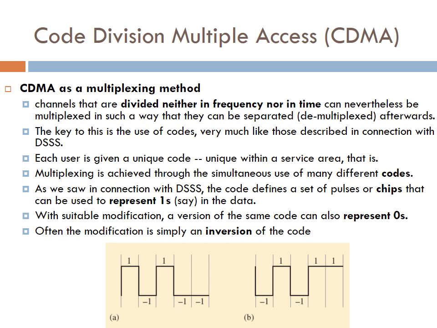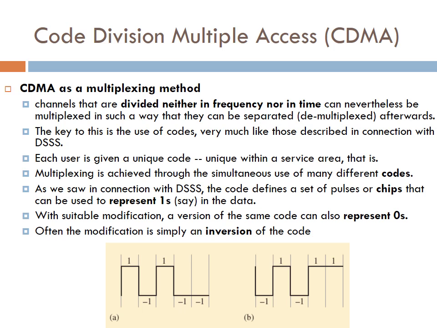CDMA as a multiplexing technique. Channels that are divided neither in frequency nor in time can nevertheless be multiplexed in such a way that they can be separated afterwards, or demultiplexed. The key to this is the use of codes, very much like those described in connection with the SSS. Each user is given a unique code, unique within a service area. Multiplexing is achieved through the simultaneous use of many different codes.